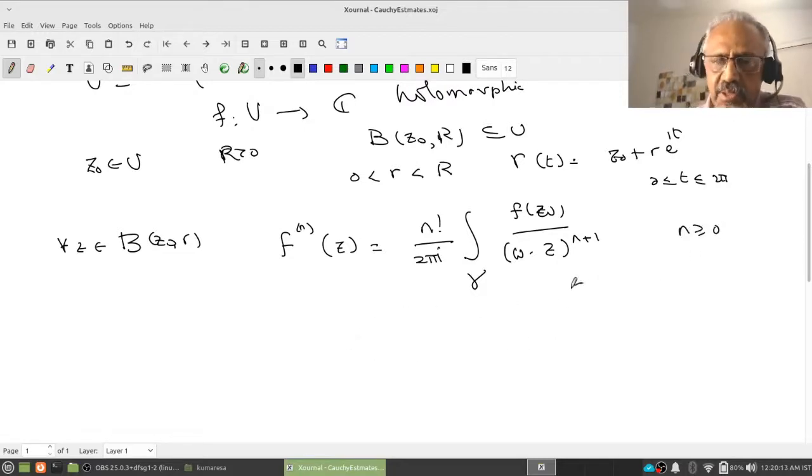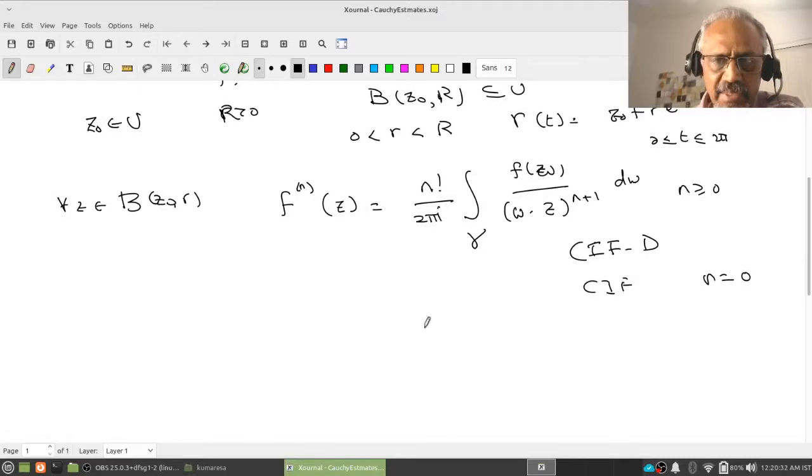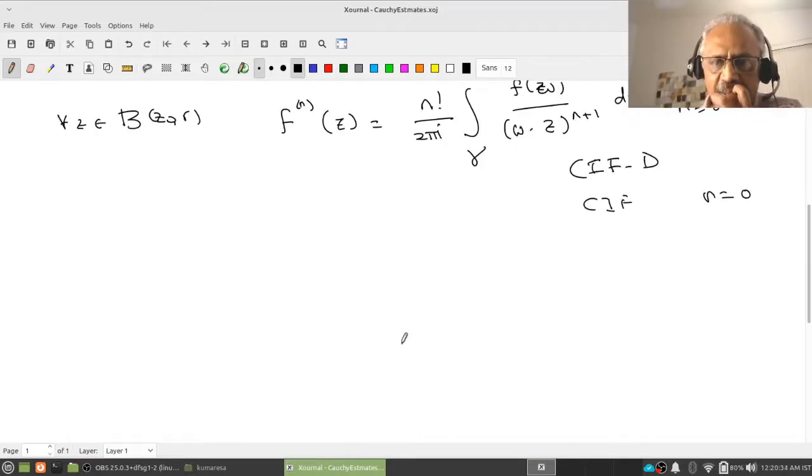Therefore, I usually call this CIF, Cauchy integral formula for derivatives, and CIF is the case when n equal to 0. When n equal to 0, we know f(z) is 1 by 2 pi i times the integral over gamma of f(w) by (w minus z). That's it. If you want, put dw, but usually I may not do that. How did we get that? We got it from the Cauchy integral formula.